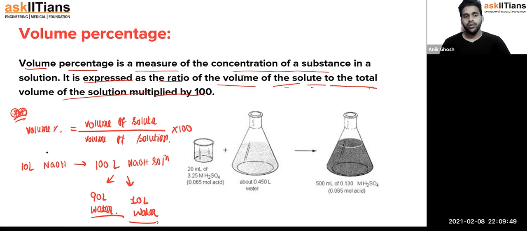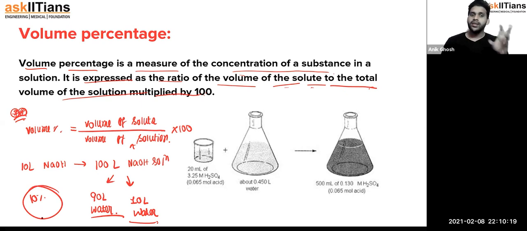Now if the question comes like, if I have 10 liters of NaOH in 100 liters of NaOH solution, then what is the volume percentage? It is definitely going to be 10%. 10 liters of NaOH is present in 100 liters of solution into 100. So 100 is going to get cancelled out. Put 10 over here, 100 cancelled out. The 10% would be the answer. This is how you are going to find out the volume percent. Don't worry about it. We are going to solve so many questions regarding this, so at that moment it would be very much simpler for you.